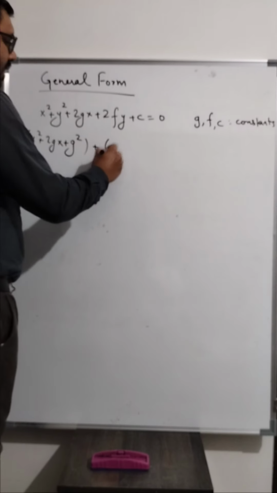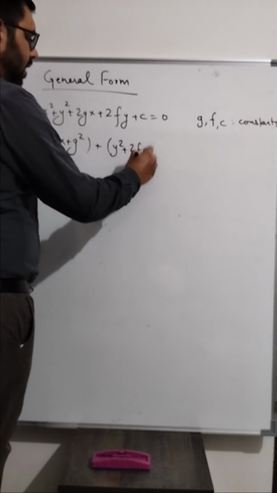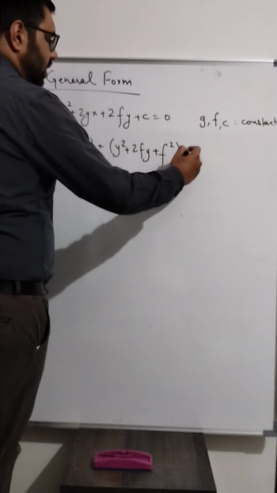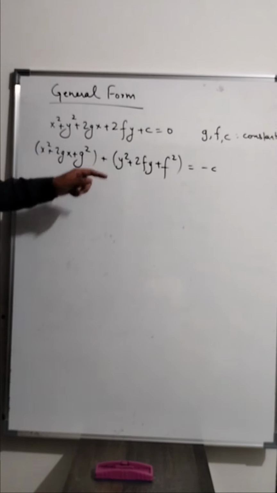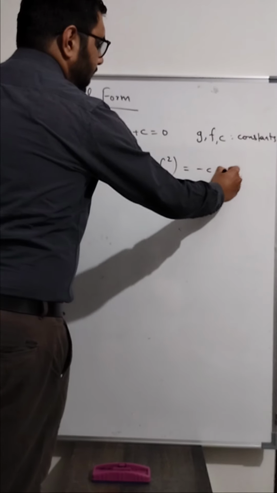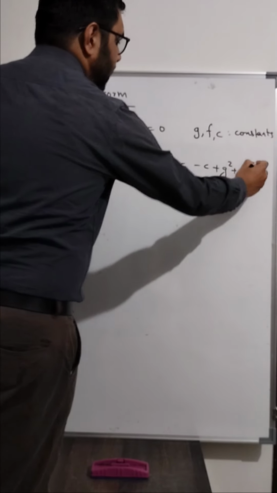When we have given the general form, what we will do is try to create a perfect square. So we add g square here, and then we have the term y square plus 2fy plus f square. C being the constant goes to the right hand side, so it becomes minus c, and then we add g square and f square on the right hand side as well to compensate for the terms on the left hand side.